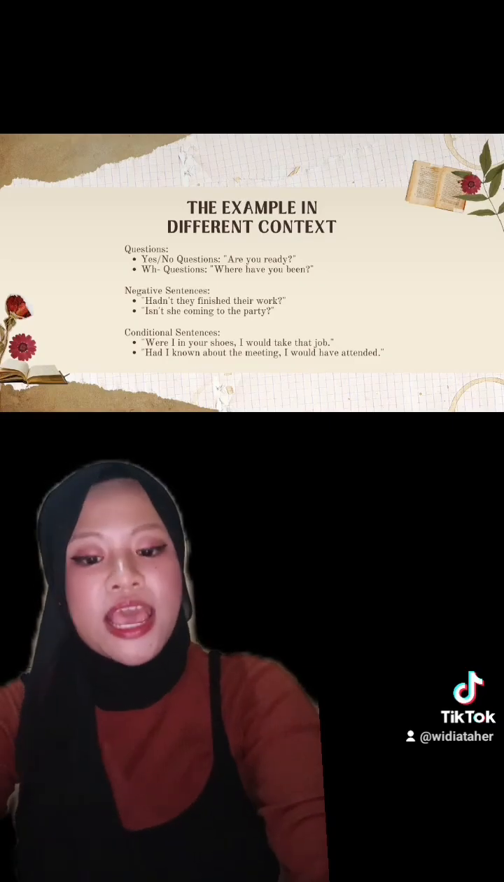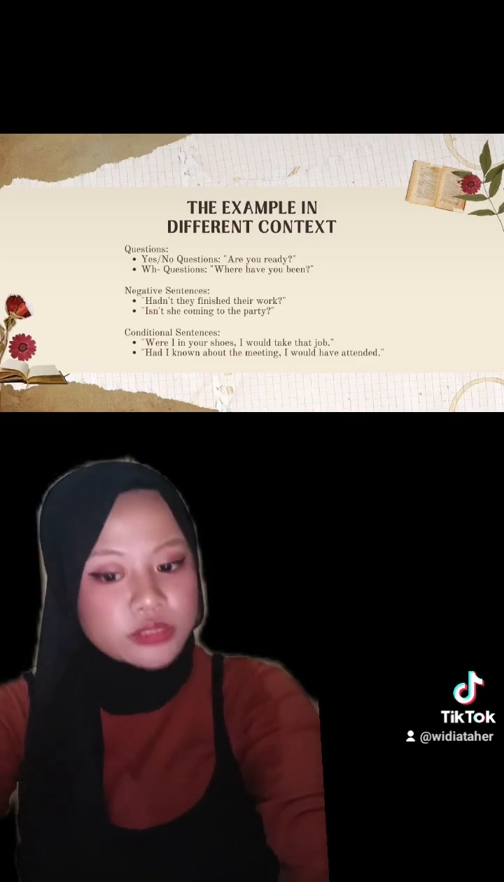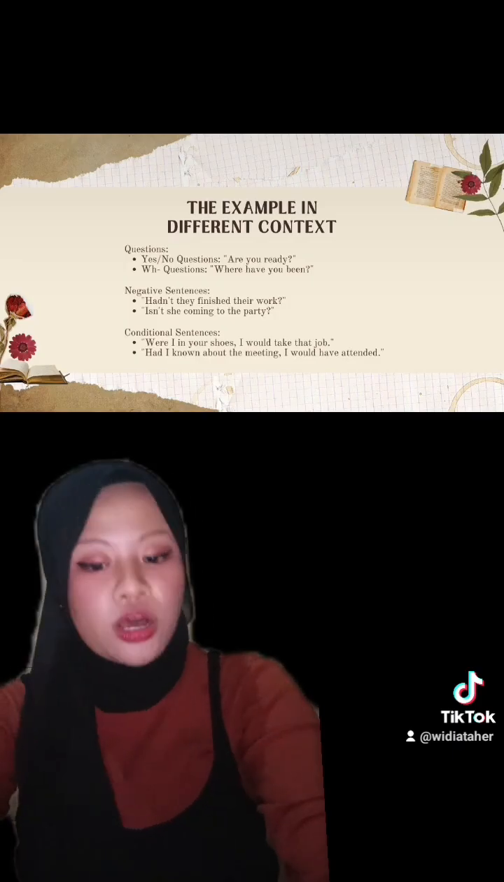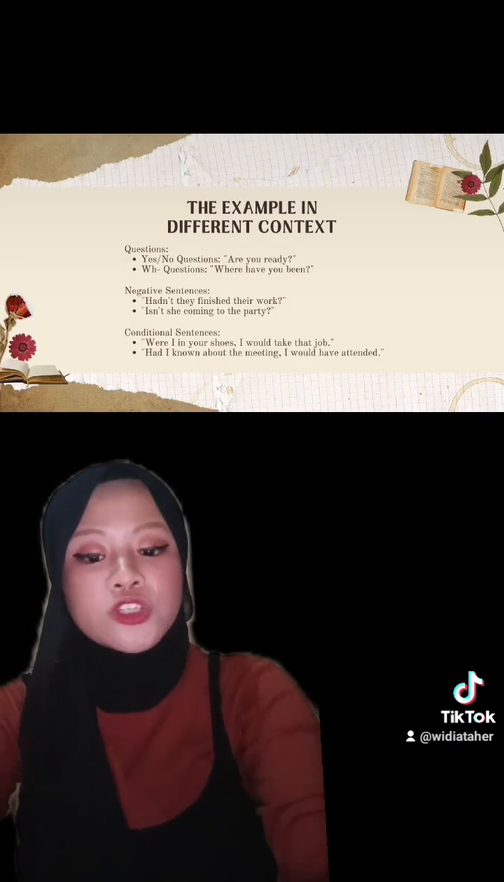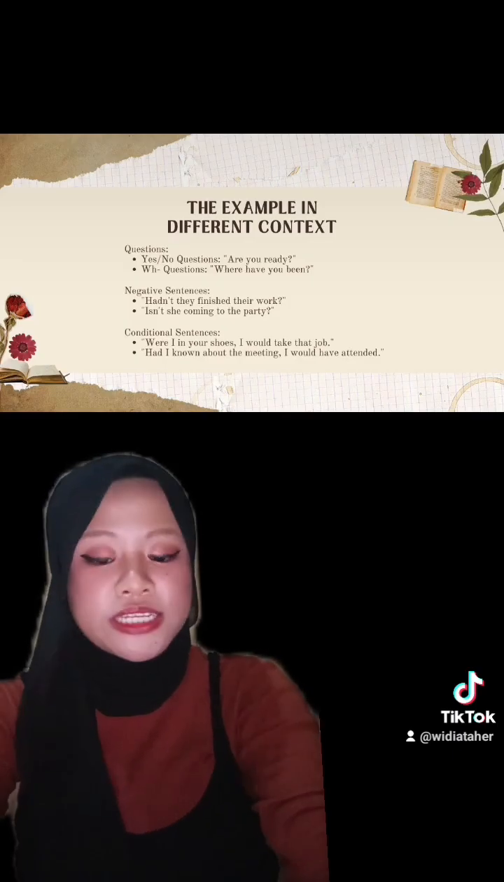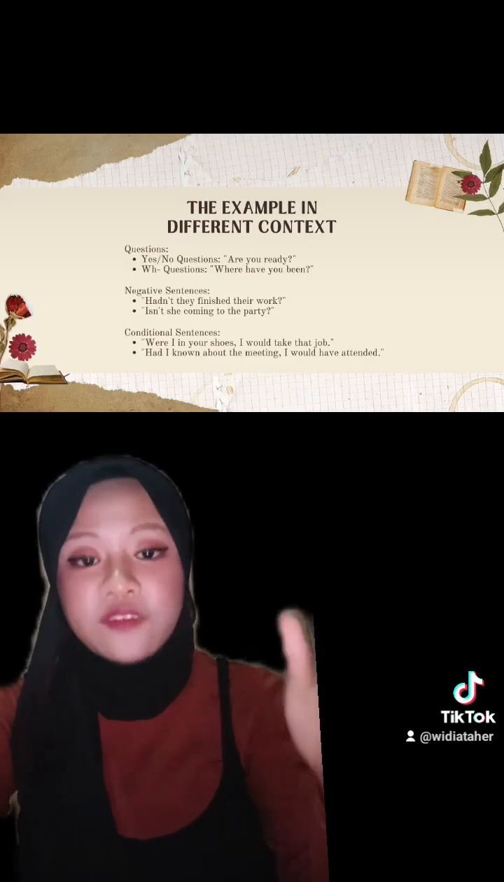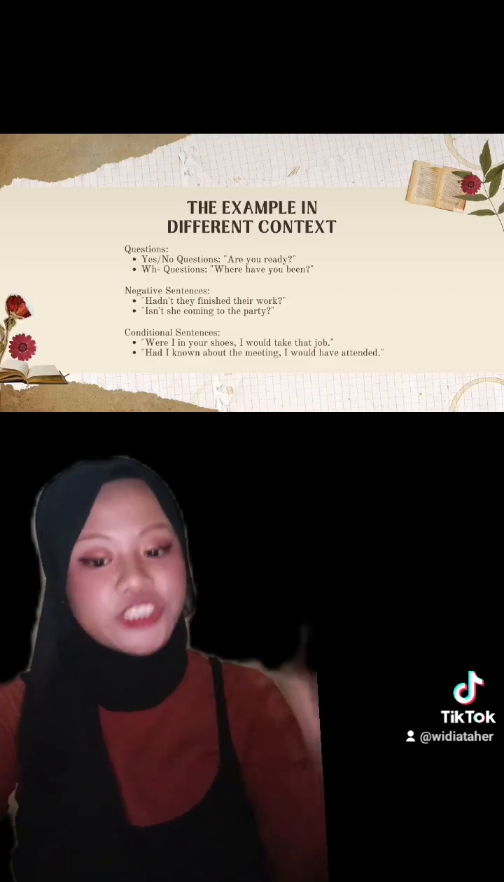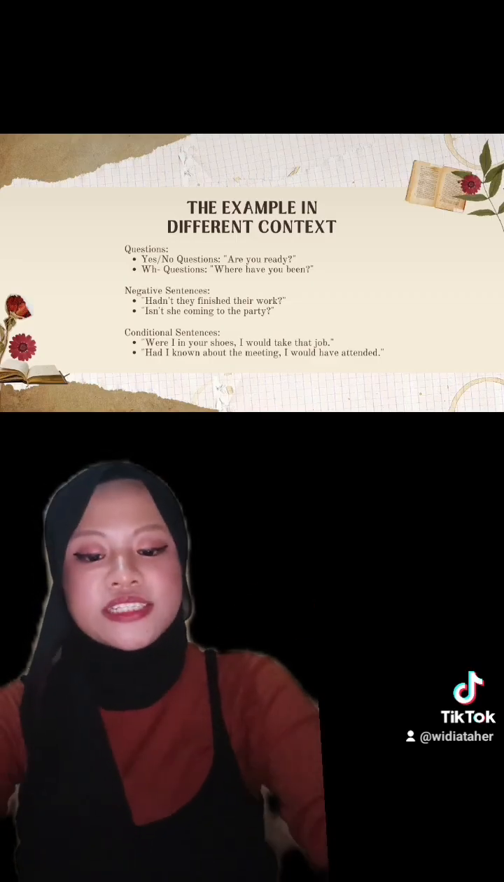Negative sentence. Hadn't they finished their work? Had not is used for they. And isn't she coming to the party? We have talked about it. Is is used for she.